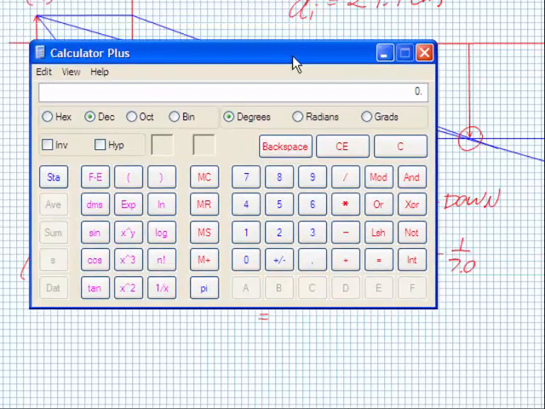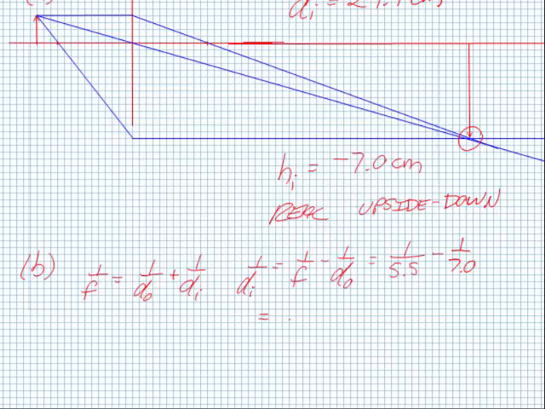Pulling up the calculator, 1 over 5.5 minus 1 over 7 equals that. And remember, that's 1 over di, so we need to take the inverse of that to find that di is 25.7 centimeters.